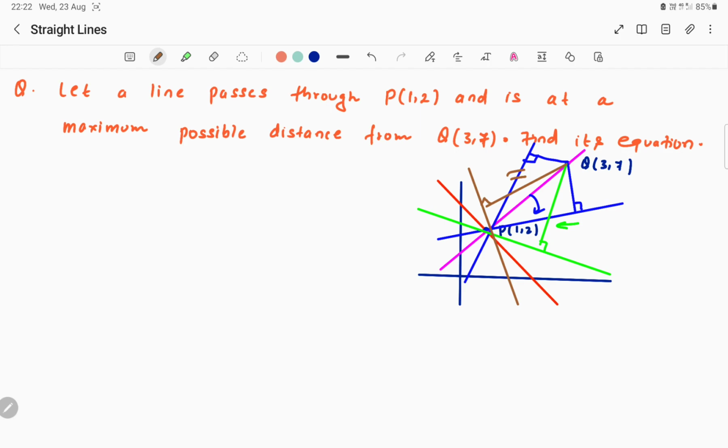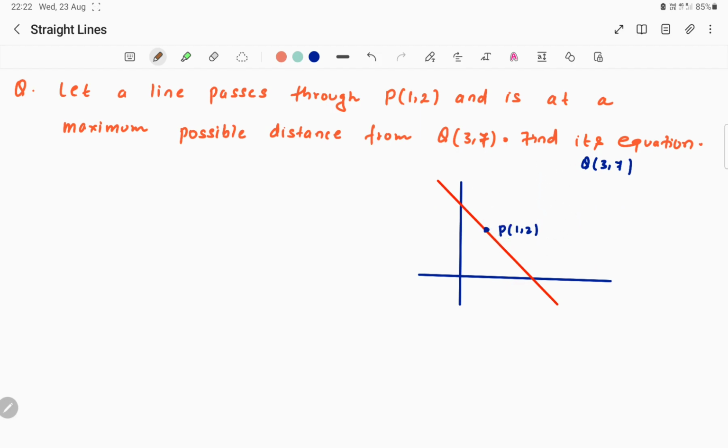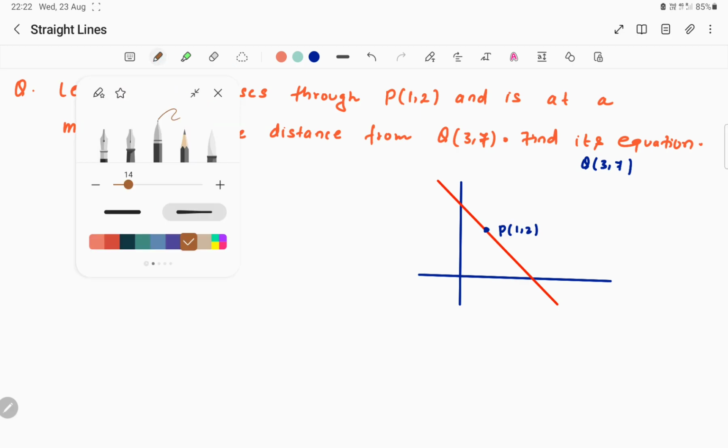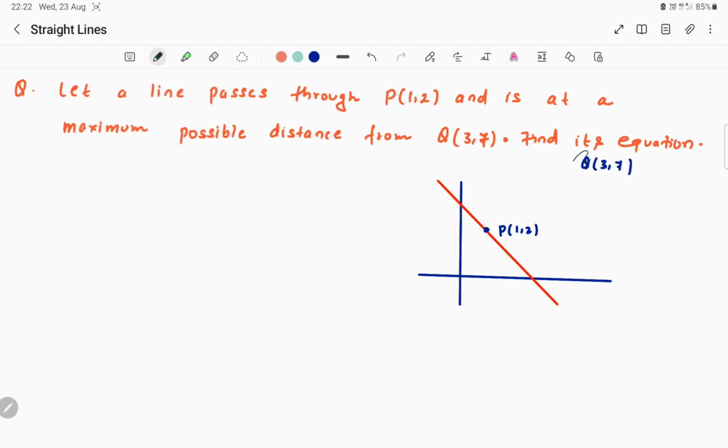Are you getting it? So now think about when maximum distance will come. Think when maximum distance will come. So the answer is, maximum distance will come when the line joining Q and P becomes perpendicular to the line. Which line? Means the line which you are searching for, which is at maximum possible distance, will be the line which will be perpendicular to the line joining QP.